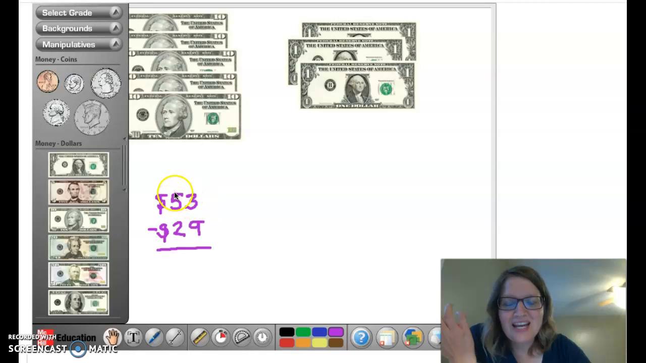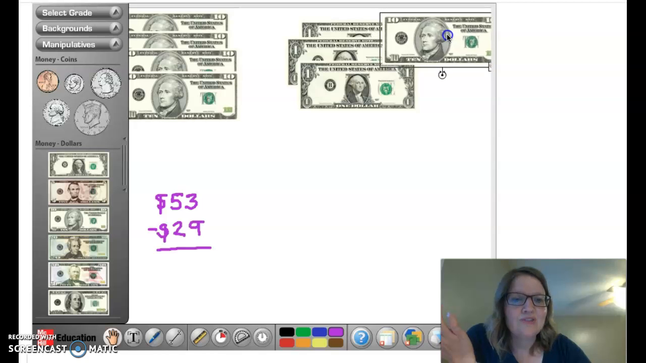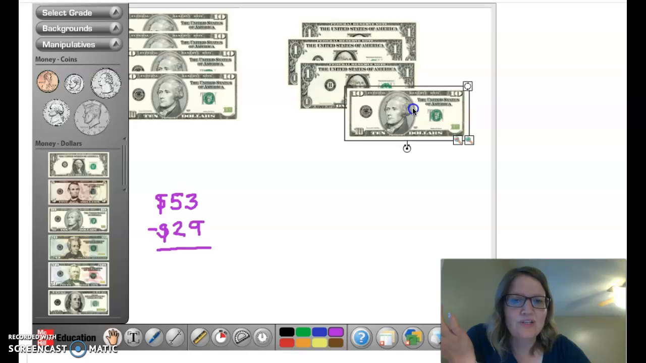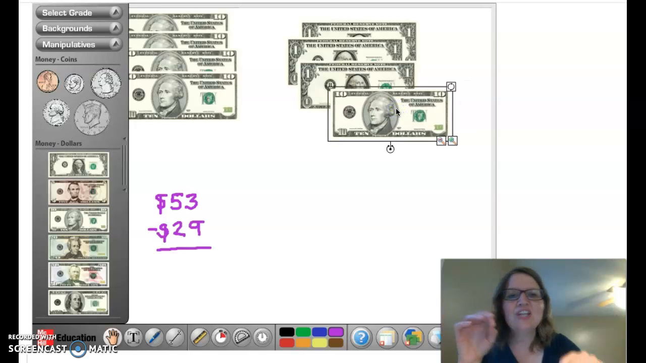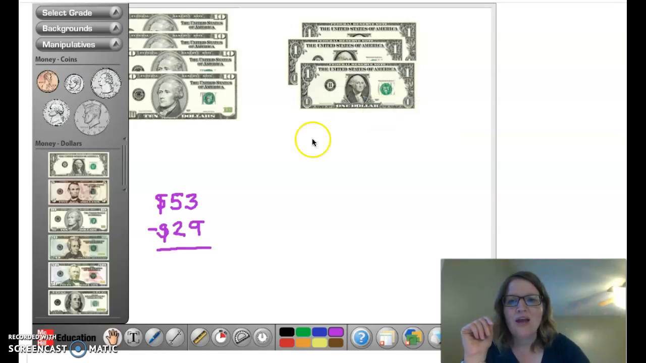We're going to do what we call regrouping. We're going to take one of these 10s and move it over to the ones. Now, a 10 cannot sit in a ones column, so we're going to delete this 10 and exchange it for 10 ones. So I'm going to delete this, and here we go.